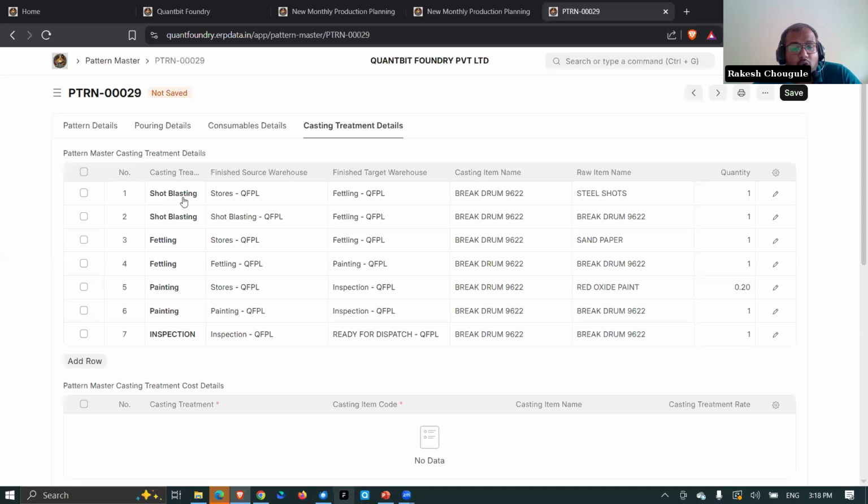After that, it goes to the next stage, that is fettling. In fettling, we require sandpaper or a grinding wheel, any raw material, and that standard quantity will be there. After fettling, there will be painting. Painting requires red oxide or any paint, with its standard quantity. Then final inspection. After final inspection, it goes to dispatch for sale. So this is the pattern master, or we can call it a bill of material. The whole backbone of our software is the pattern master.